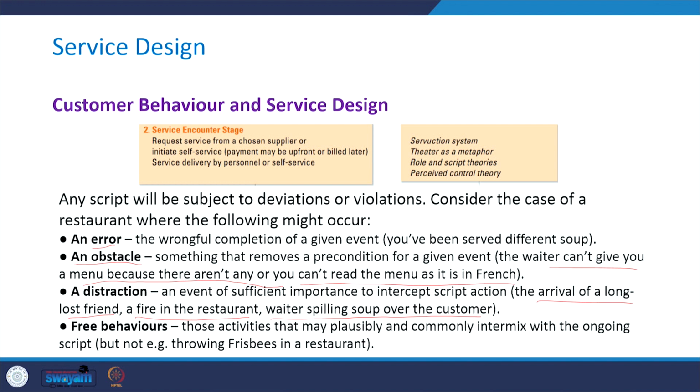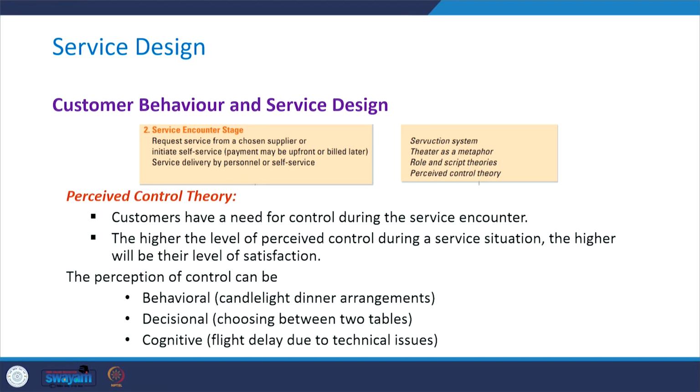And there might be, at times, free behaviors, those activities that may plausibly and commonly intermix with the ongoing script. For example, throwing frisbees in a restaurant. The final concept which can be important to understand at the service encounter stage is perceived control theory. Customers have a need for control during the service encounter. The higher the level of perceived control during a service situation, the higher will be the level of satisfaction. The perception of control can be behavioral, decisional, or cognitive.